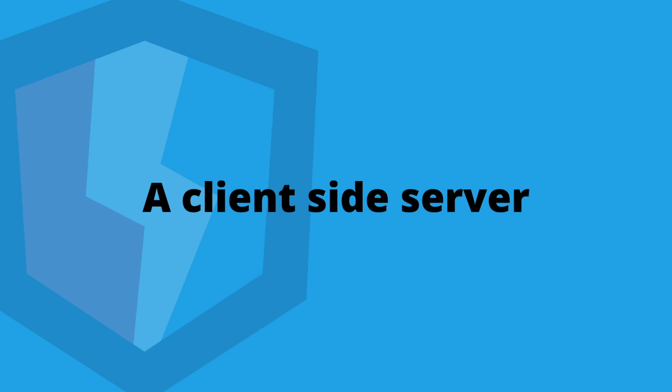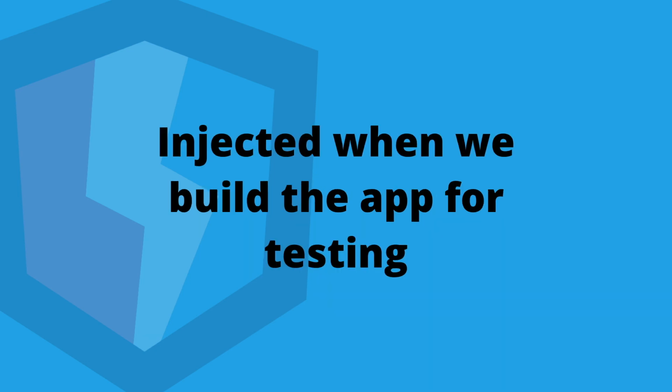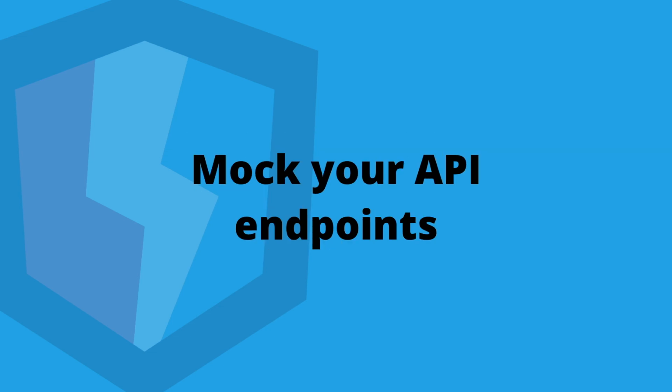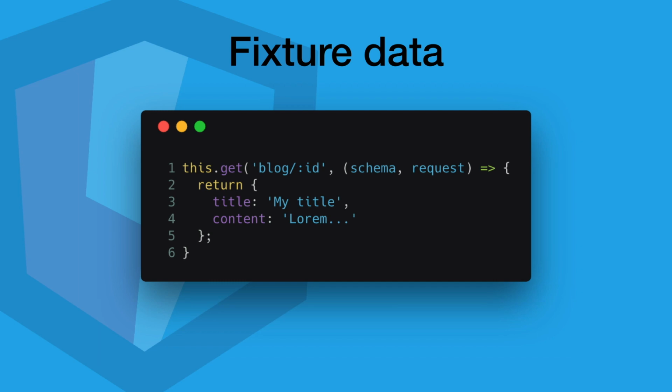Mirage is basically a client-side server, and it's injected into your app when you build it for testing with BigTest. It allows you to mock all of your API endpoints and return data that you choose, whatever you want. So with fixture data, let's say I have a blog show API endpoint, when this gets run, it's going to return the same object each time, my title and the content being lorem, and it should be lorem ipsum.